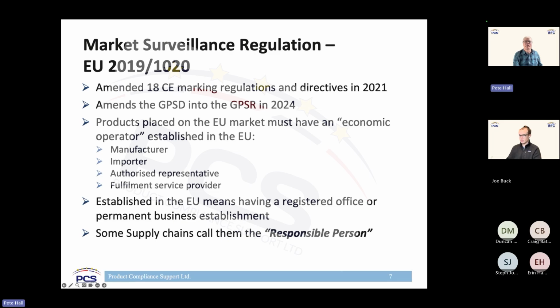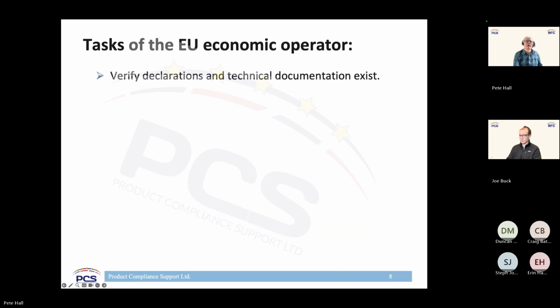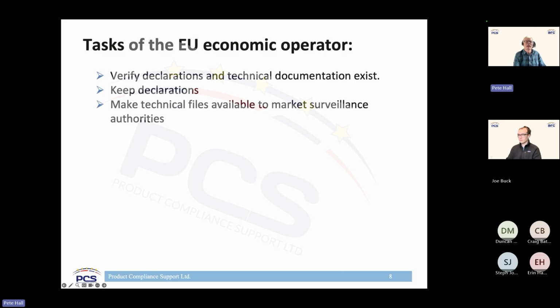So they're called the economic operator in that regulation. The GPSR calls them the responsible person. So their job, this responsible person, is to verify that any declarations of conformity and technical documentation proving the compliance of the product exists. If there are declarations of conformity, which is generally only for CE mark products, they have to keep those available to the authorities, and the technical file, so all the technical documentation they have to make available to the authorities.